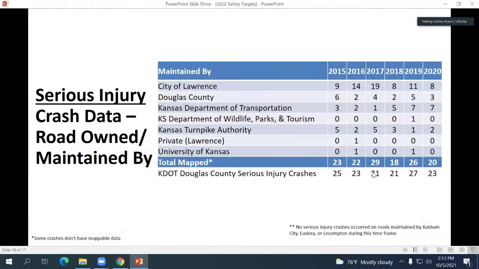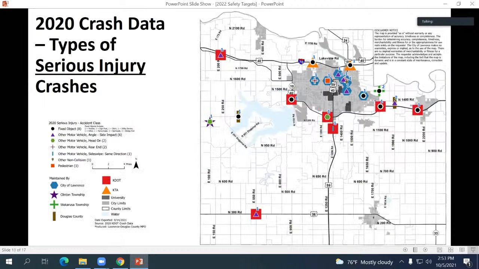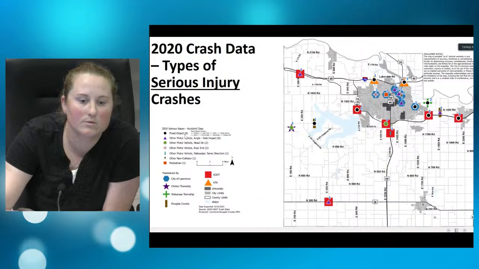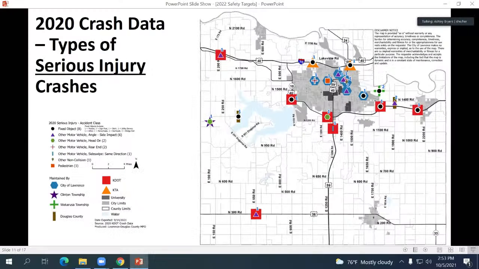This is looking at it over the years. Same thing, where there were a couple of times where we did not have all of the crashes mapped. The data was just not there. And then the types of crashes. A lot of the serious injury ones were fixed objects, and then second highest was the side impact, other motor vehicle. Then we have head-on, rear end, other side swipe, and non-collision.